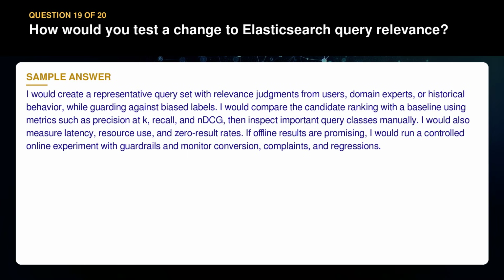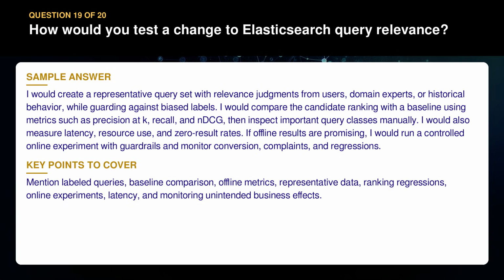I would also measure latency, resource use, and zero result rates. If offline results are promising, I would run a controlled online experiment with guardrails and monitor conversion, complaints, and regressions. Mention labeled queries, baseline comparison, offline metrics, representative data, ranking regressions, online experiments, latency, and monitoring unintended business effects.